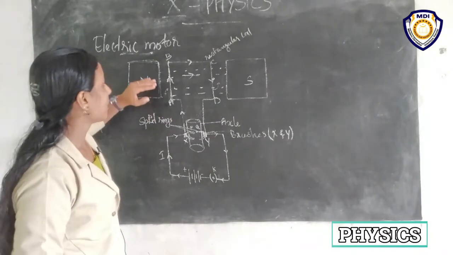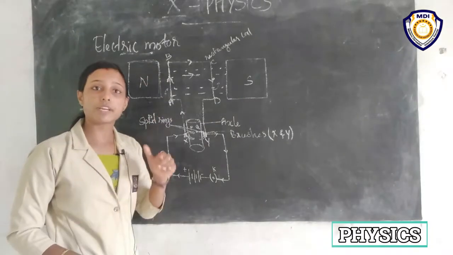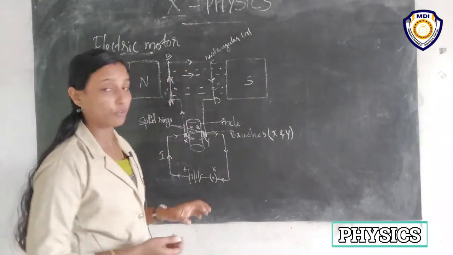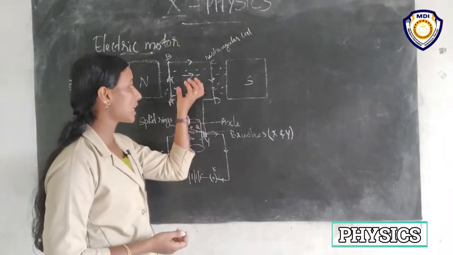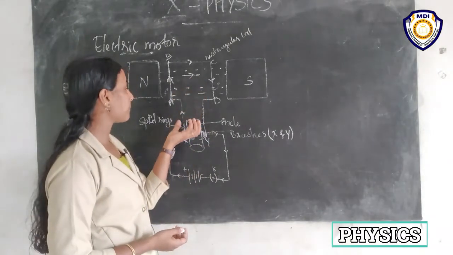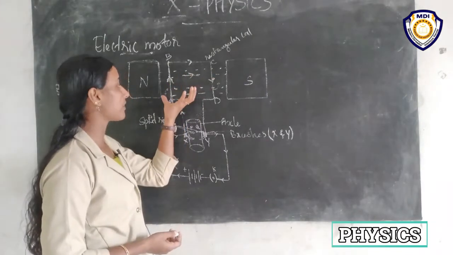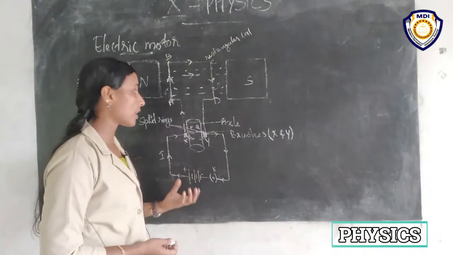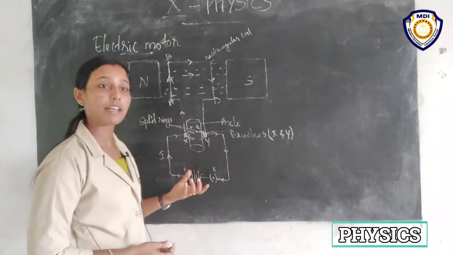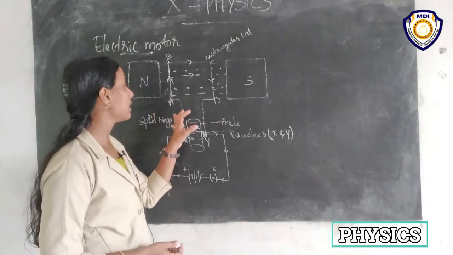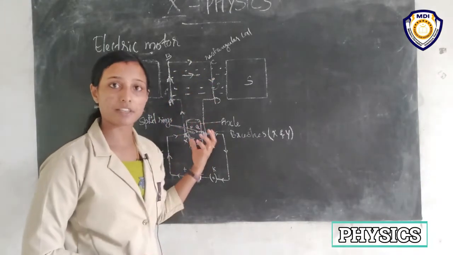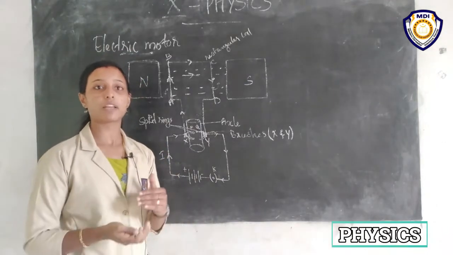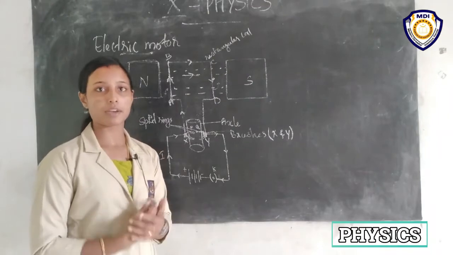Here we can use Fleming's left hand rule to find out the direction of force experienced by this rectangular coil, right? There is a magnetic field, and inside that magnetic field we place a rectangular coil that carries a current. Whenever a current carrying conductor is placed inside a magnetic field, it experiences a force. To find the direction of that force, we can use Fleming's left hand rule, right?